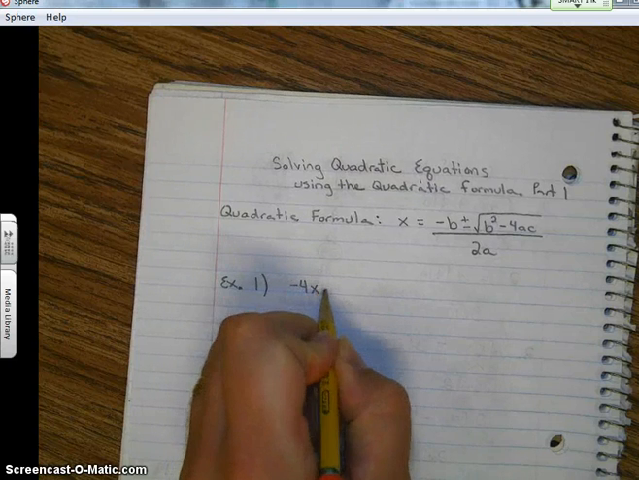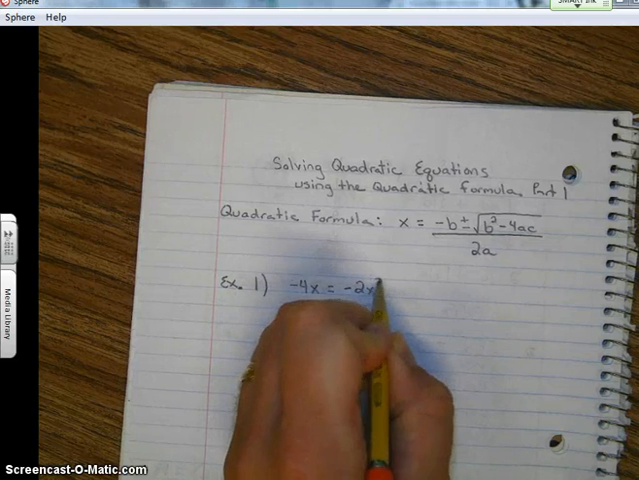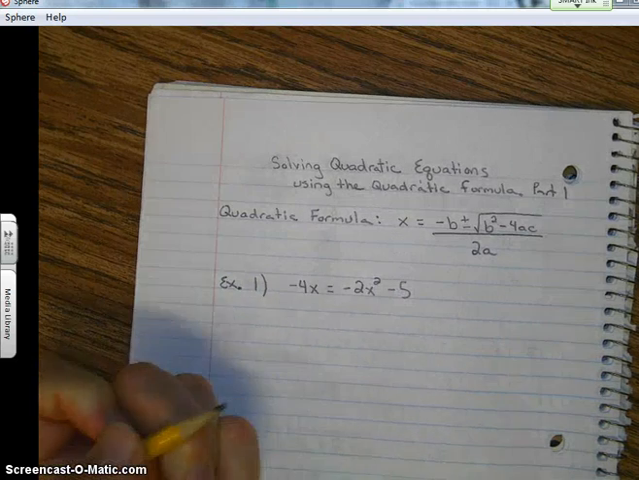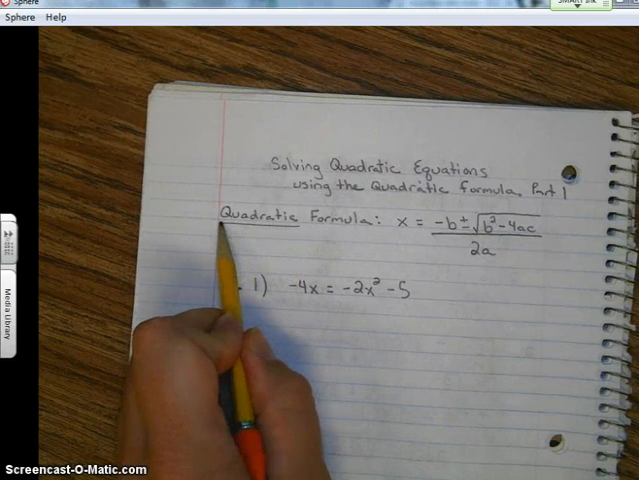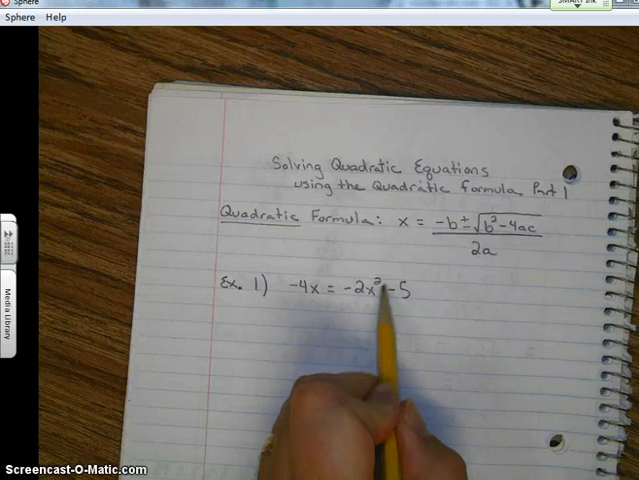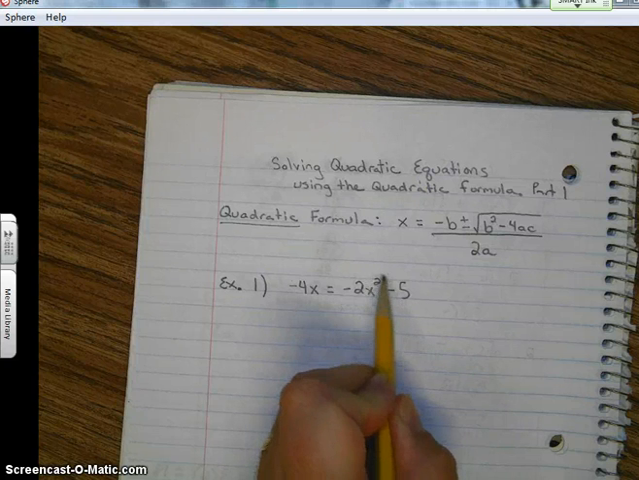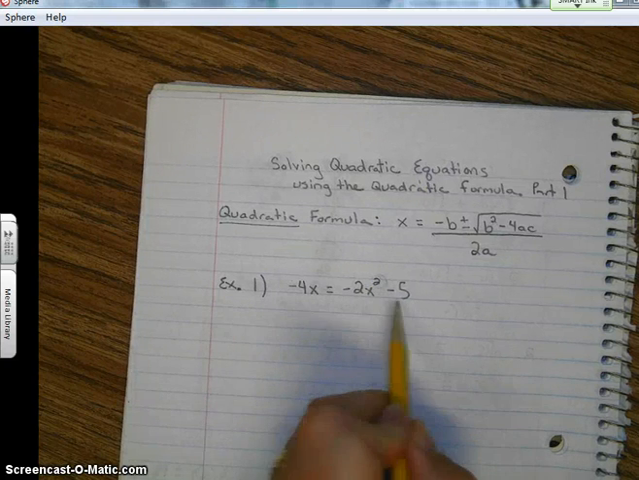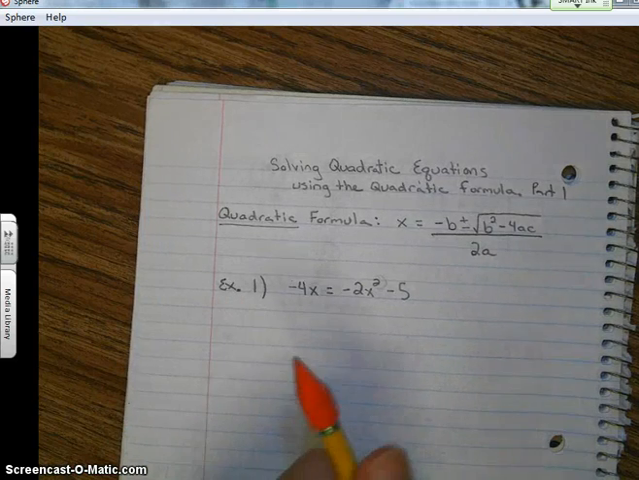So here we have an equation. And it's quadratic. Okay, it's a quadratic equation because the power, the degree, the highest exponent is 2. Okay, that tells us that this is a quadratic equation. Remember, quadratic equations make parabolas when we graph them.